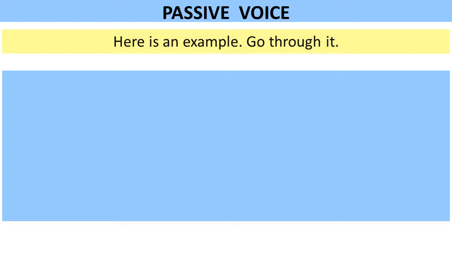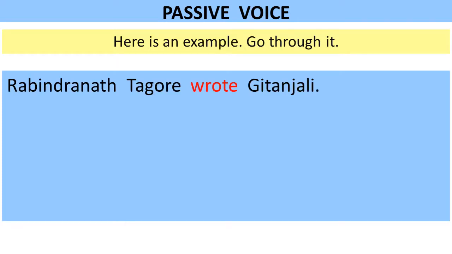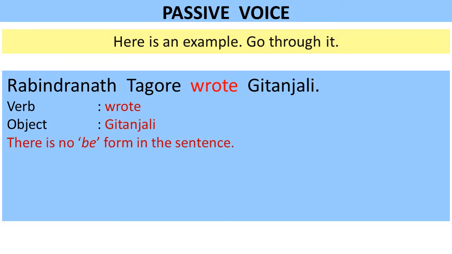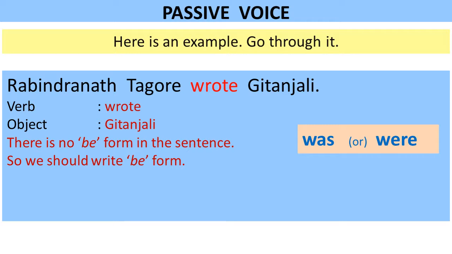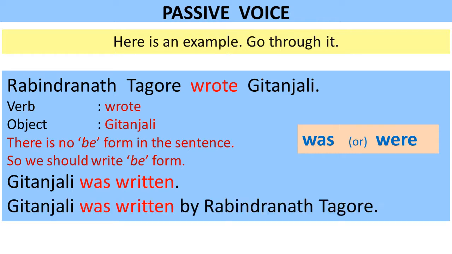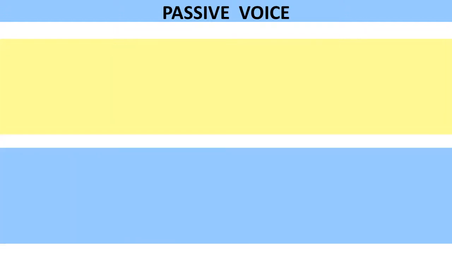Go through the another example given here. Rabindranath Tagore wrote Geetanjali, and here the verb is wrote and the object is Geetanjali. Here also there is no be form in the sentence, so we should write be form in the sentence. Here again only two options, was and were, because that is in the past tense. So Geetanjali was written. Geetanjali was written by Rabindranath Tagore.